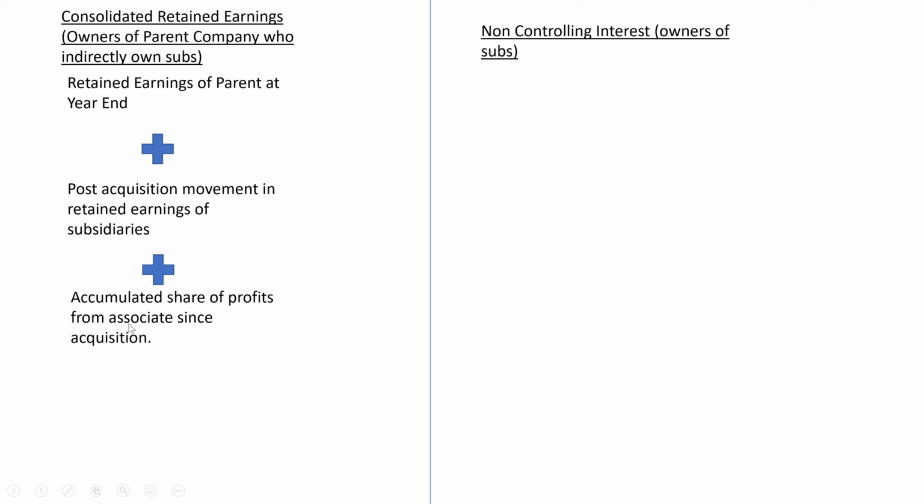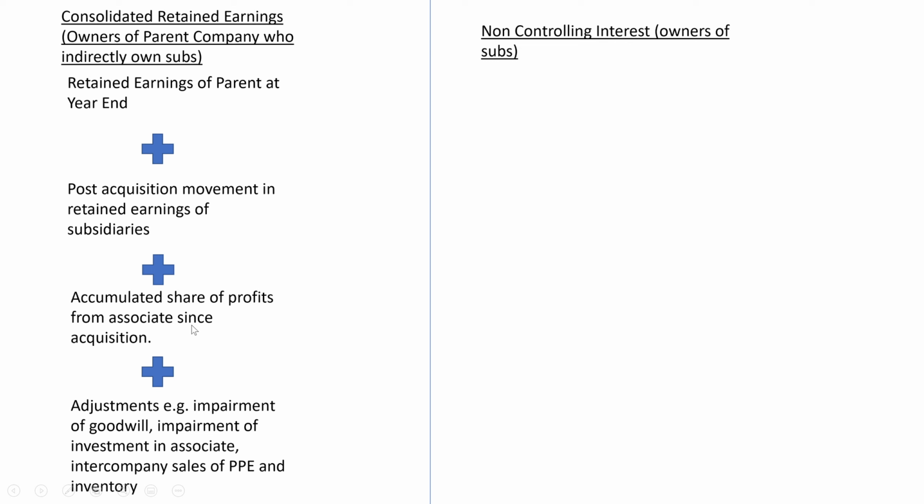Okay, so the accumulated share of profits feeds into this. And we also have some other adjustments that you're probably going to have to put through as a result of the question. If you have impairment of goodwill, you're going to reduce your consolidated retained earnings. You could have impairment of the investment in associate, in which case you reduce this figure again. We also have to adjust for any intercompany sales of PPE and inventory, but we're going to understand how to adjust for those.